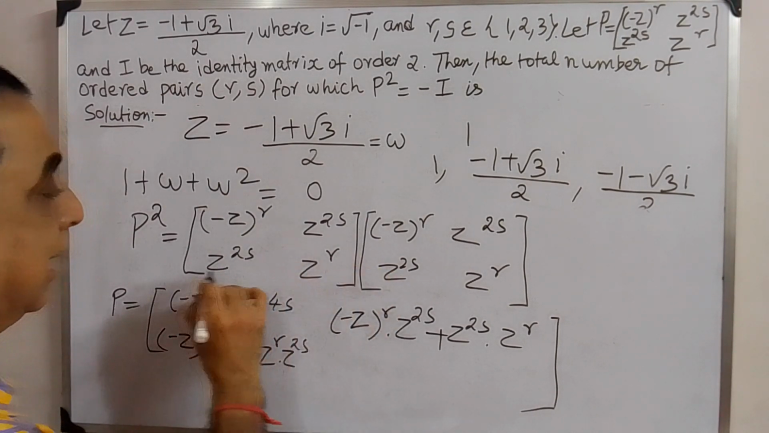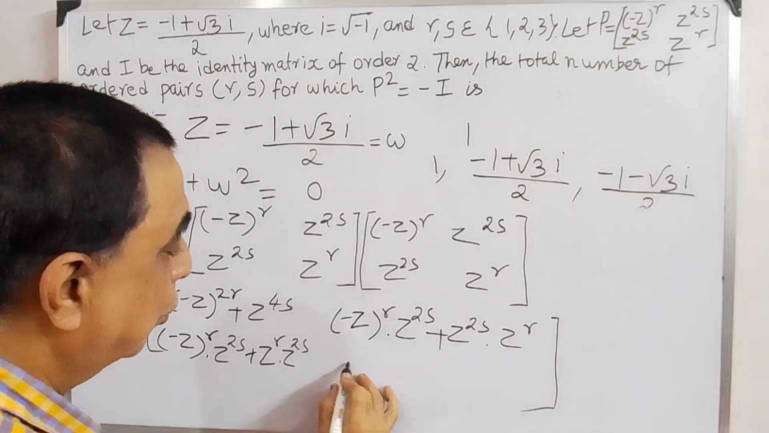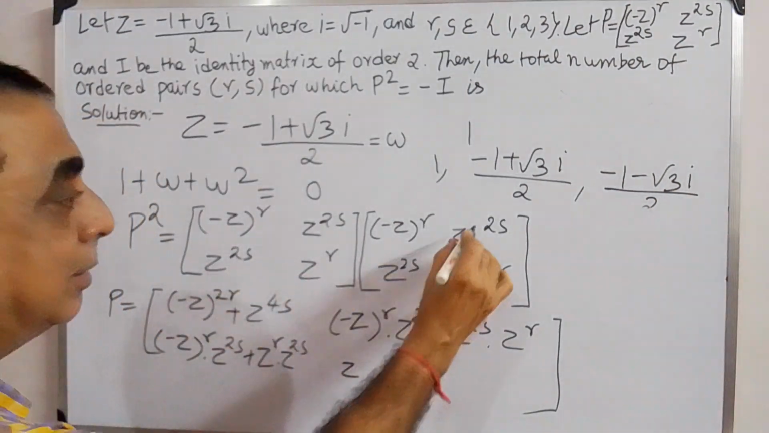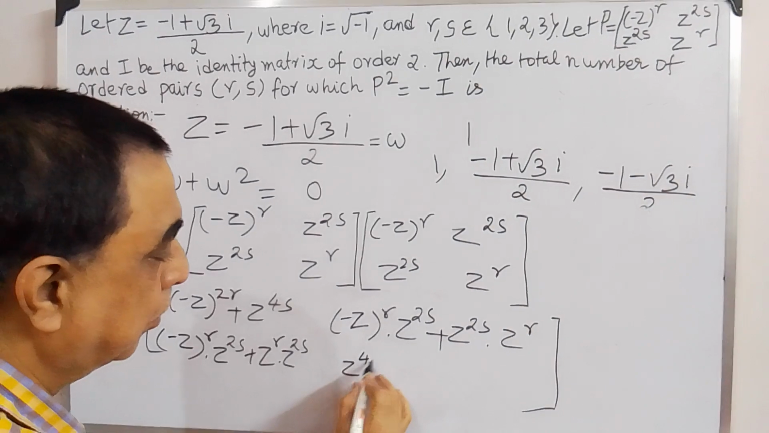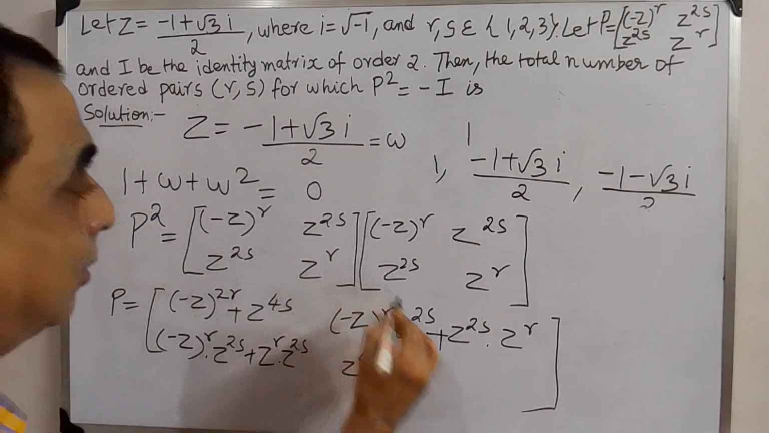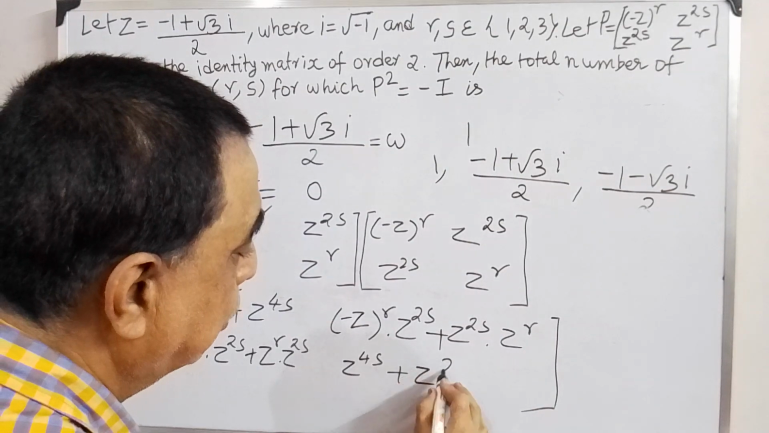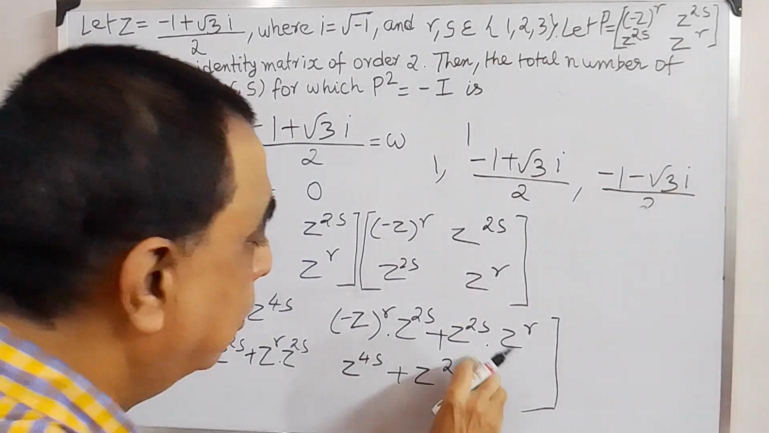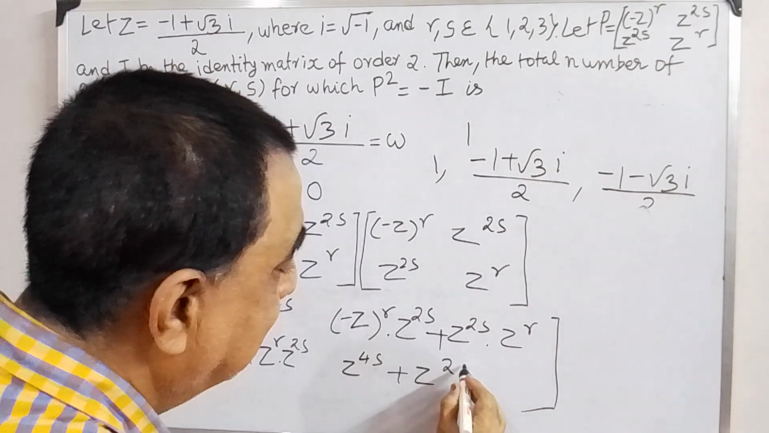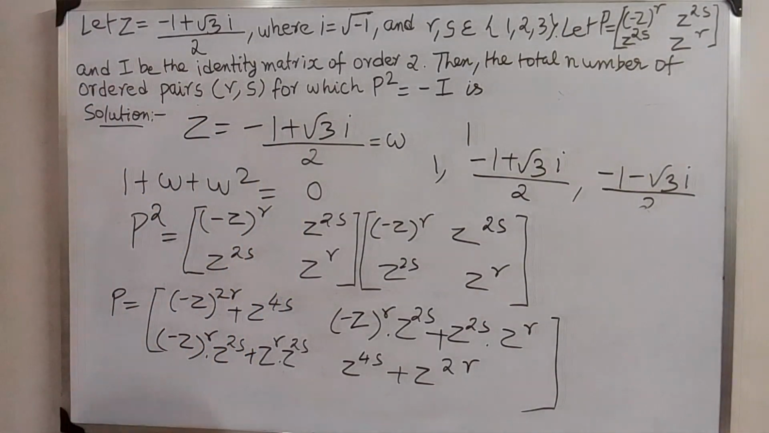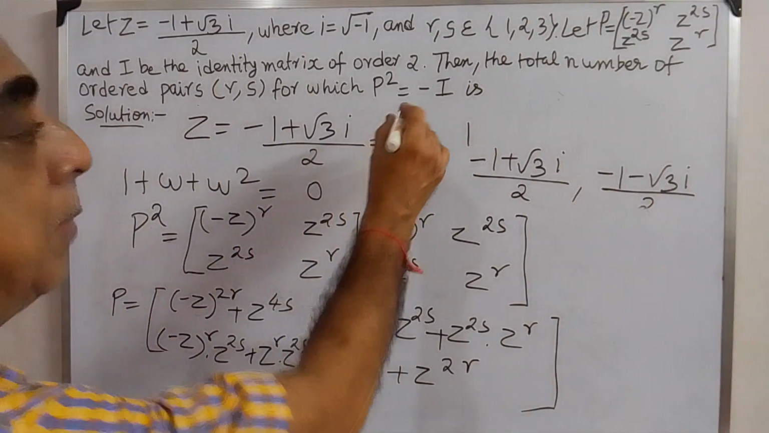And then this with this: z to the power 2s into z to the power 2s, that is z to the power 4s, plus here z to the power r into z to the power r, that is z to the power 2r. So this is P squared, and it is equal to minus I.